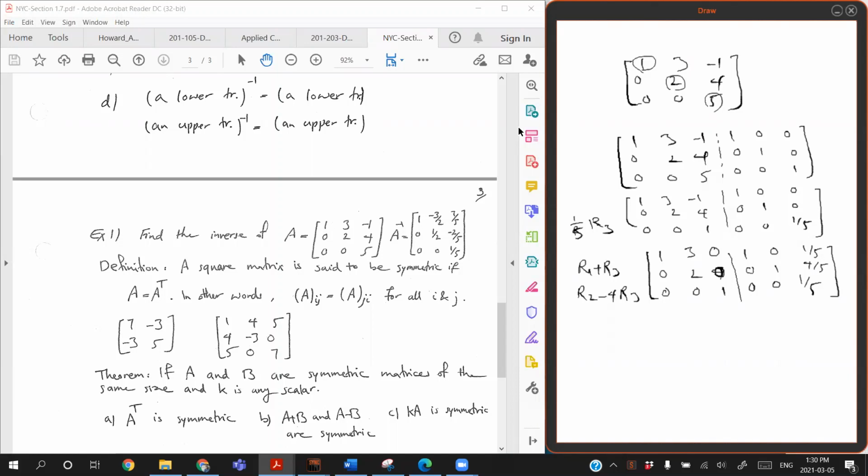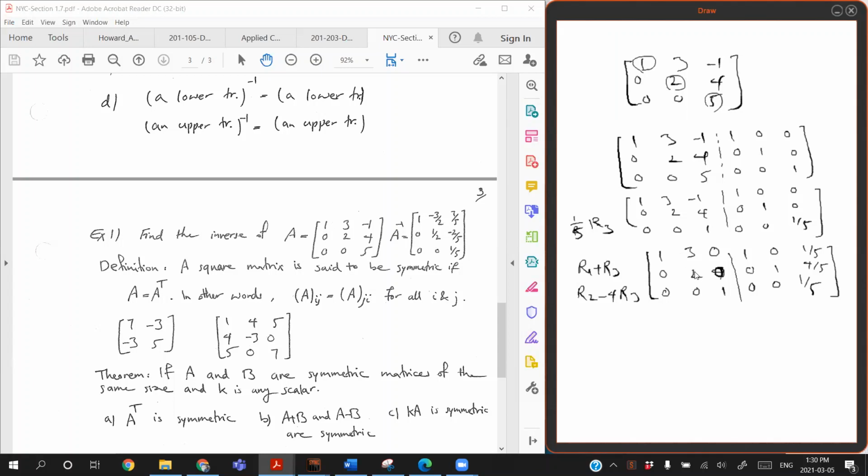Sir, how come you didn't change the entry 2 and multiply it by 1/2? The entry for which one? This 2? Okay, how come I did not change it here?